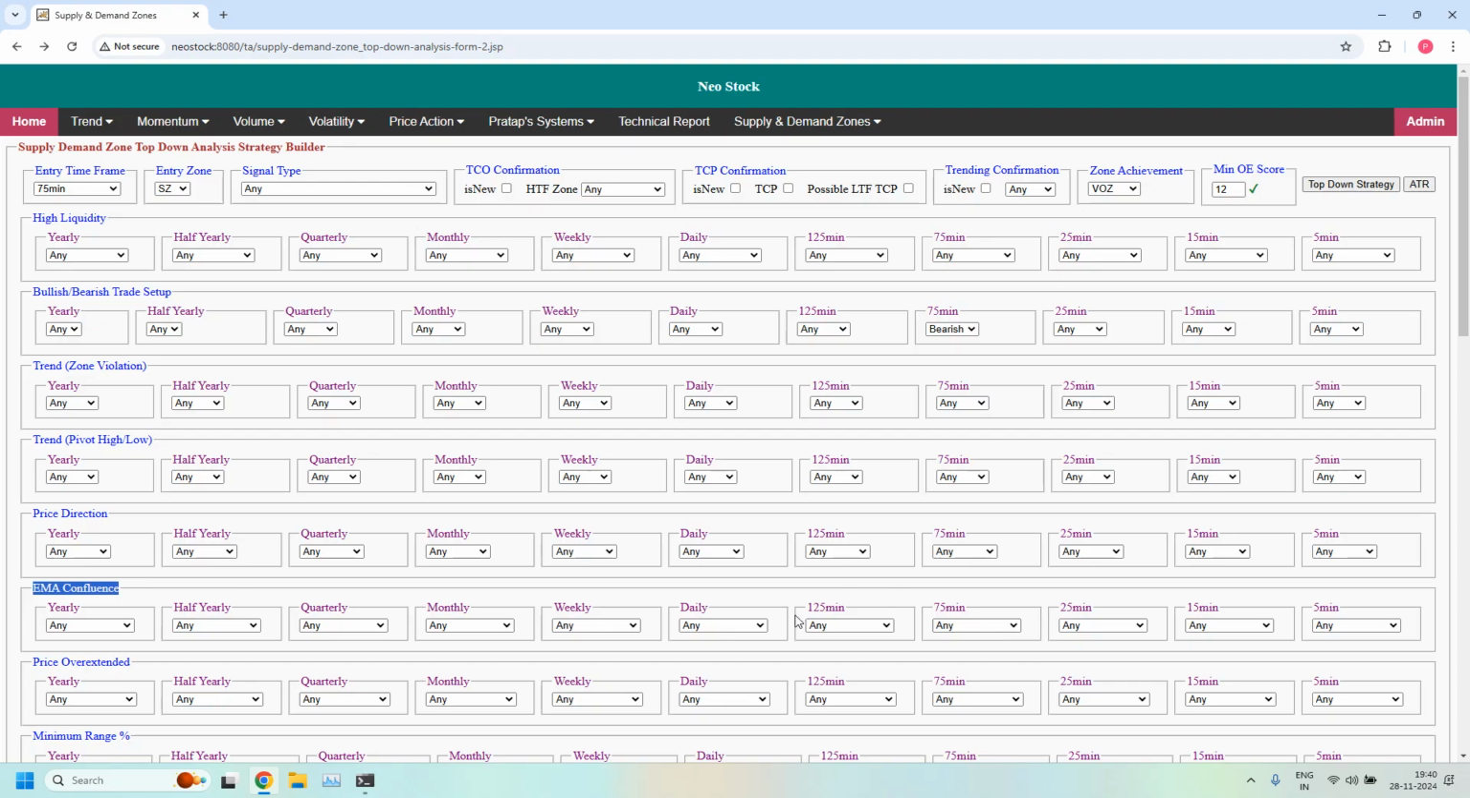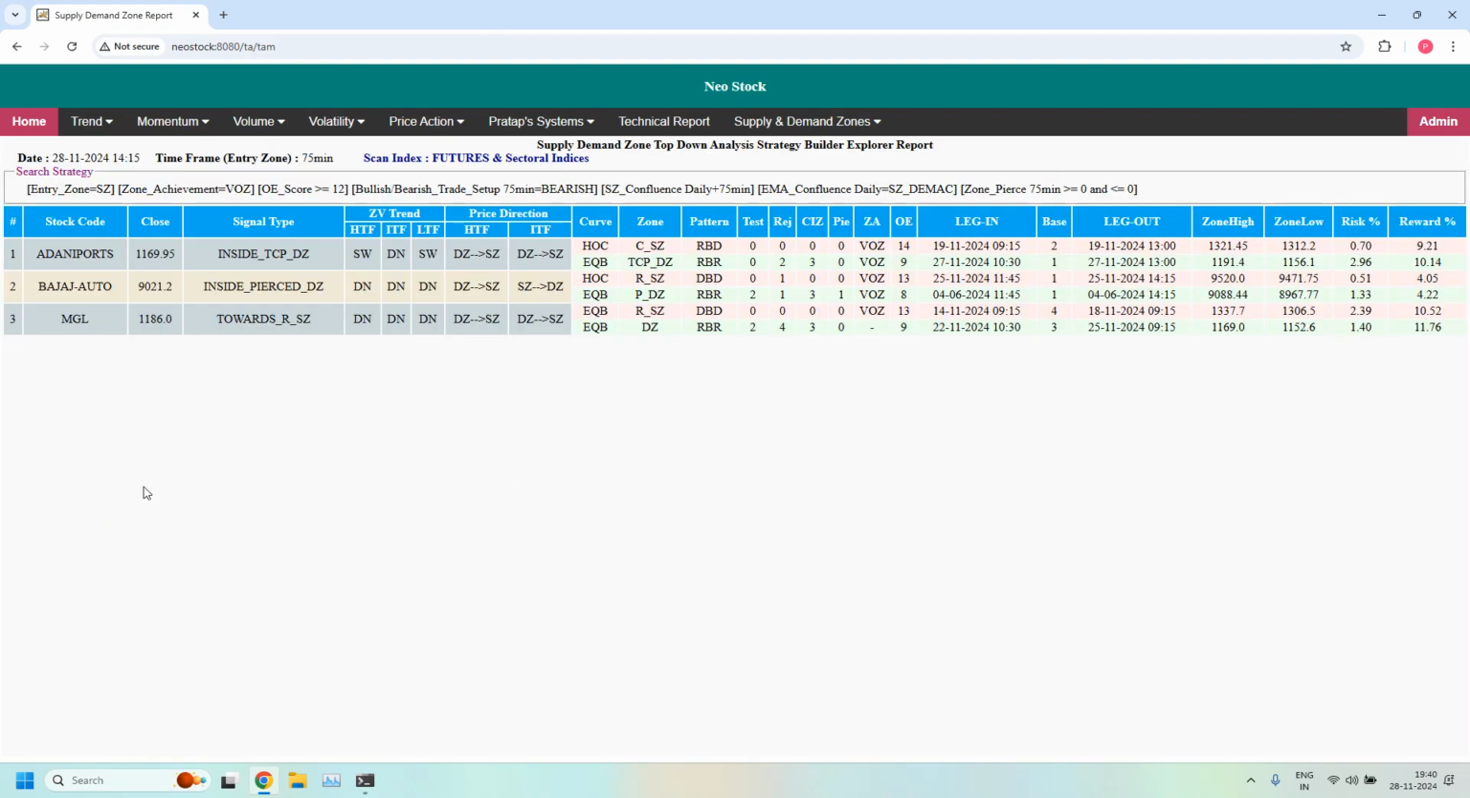In the EMA confluence at daily time frame, because the 75 minute supply zone is part of the daily supply zone, that's why the daily supply zone having daily EMA confluence filter is enabled. With this filter, we got 3 stocks. These 3 are even more high probability supported 75 minute supply zones. Okay, this is about bearish trade setup for weekly income trade.